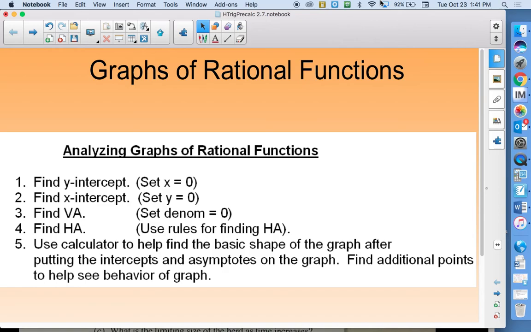Unfortunately, we could do these by making a T-chart, but if we have the technology to help us, we might as well benefit from the technology. Just like synthetic division and finding all the zeros, we're going to use the technology to help us, but we'll have a little bit of algebraic support. So in your packet, this is section 2.7.